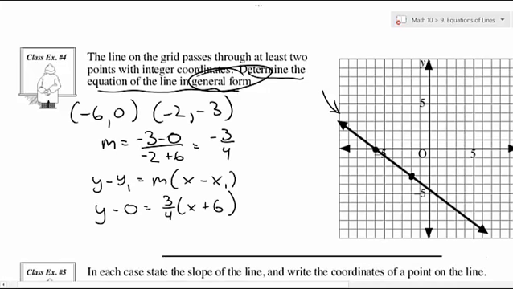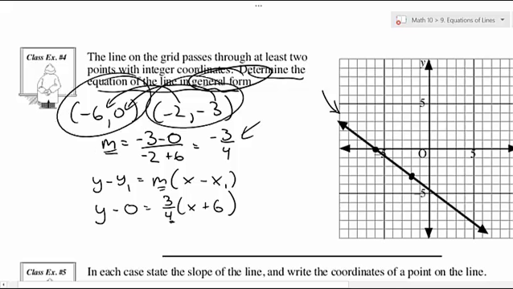Well, now I've got the equation started. The first thing I needed to do was find my slope, my m. So I took this, take away that, over this, take away that. I found that the slope is negative 3/4. Now I can put that where my m is. I can also take whichever point, either one. How about we'll take this one because it's got a 0 in it. It might be a little bit easier.